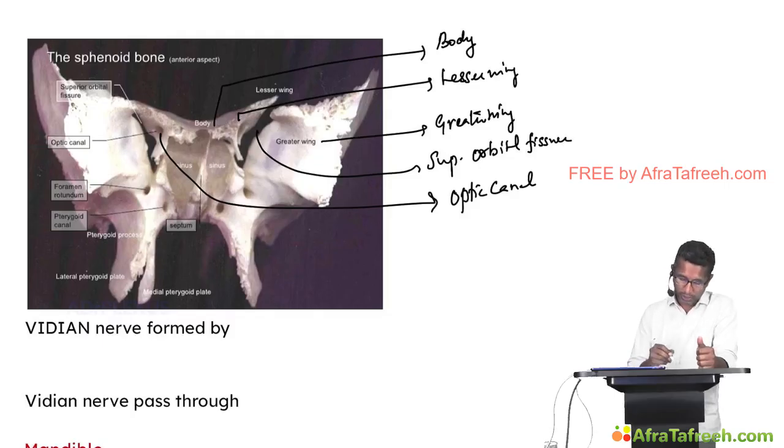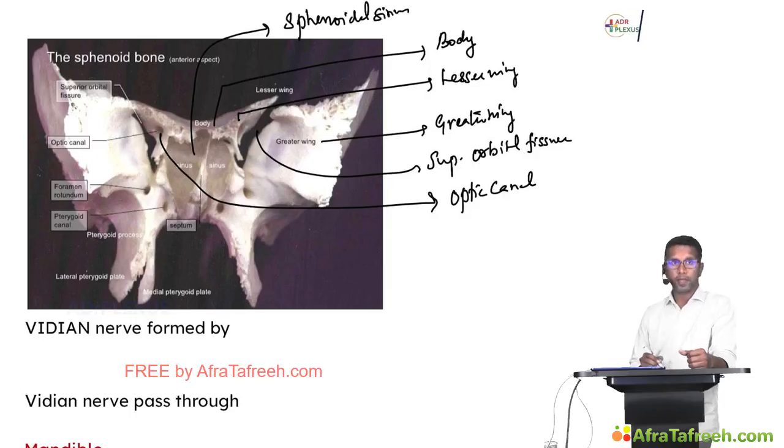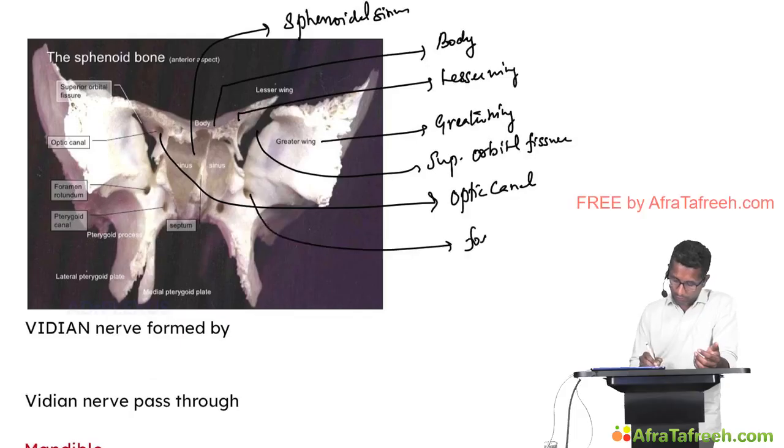You see a sinus within the body of the sphenoid, and this is called the sphenoidal sinus. When you see the anterior aspect of the sphenoid, you can see this foramen. This foramen is called the foramen rotundum.